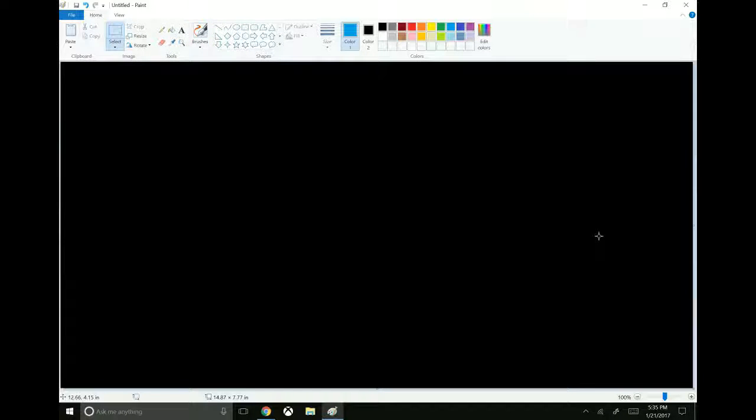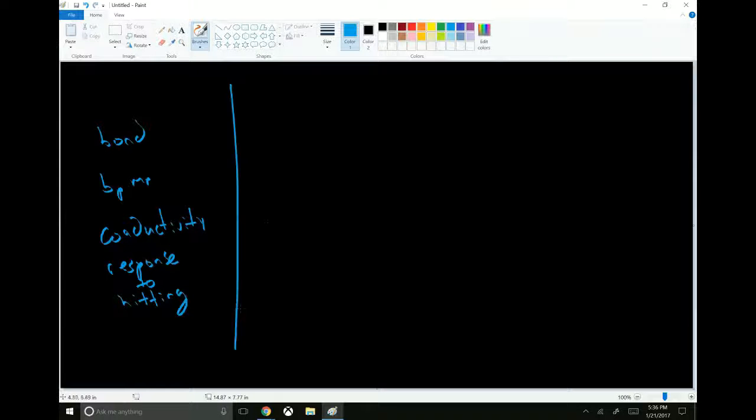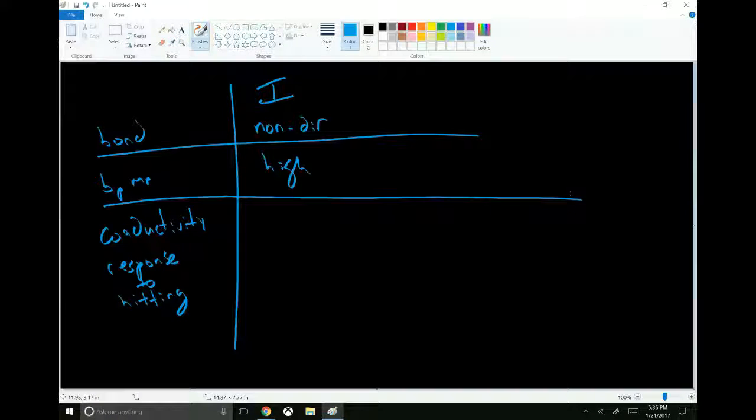So you can sort of sum that up in a table. So let's see, bonds are directional versus non-directional, boiling point, melting point, and conductivity, and response to hitting. Okay. So you have your ionic compound, which has a non-directional bond, has high melting and boiling points.